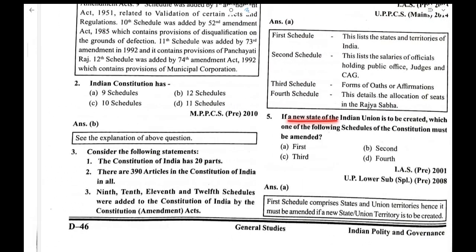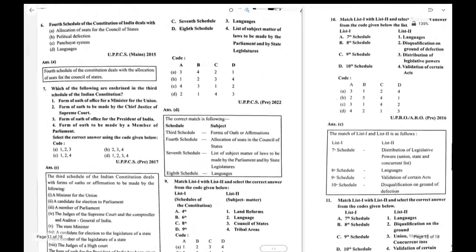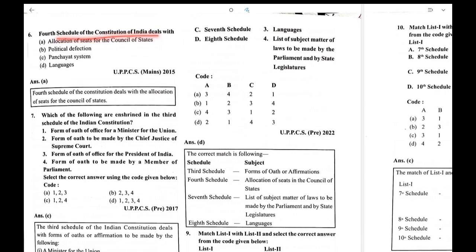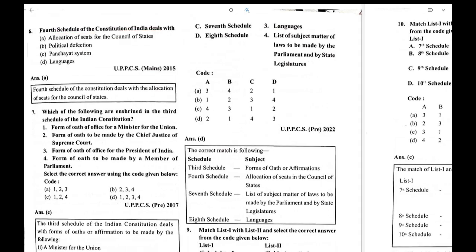If a new state of the Indian Union is to be created, which one of the following schedules of the Constitution must be amended? So the First Schedule must be amended, as it provides for states and union territories. Now the Fourth Schedule provides for, as I just told you, allocation of seats in the Council of States.